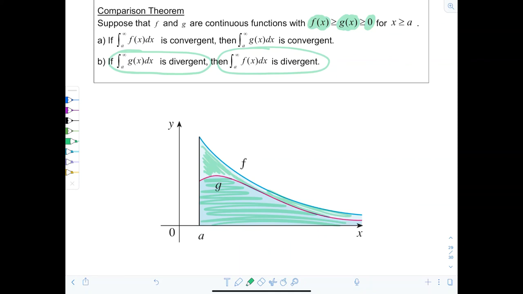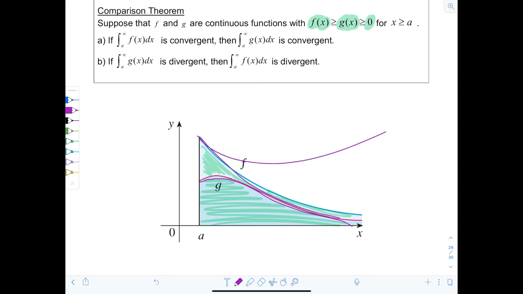Be careful when you use the comparison theorem, because if it goes the other way, like if g of x is convergent, but it is smaller, you don't know anything about f of x. Like if g of x converges, f could converge or it could diverge. You don't know. So make sure you understand the statement and the way the inequality has to be.